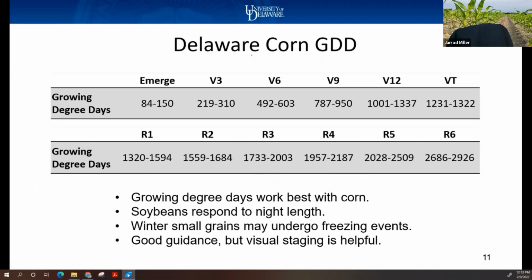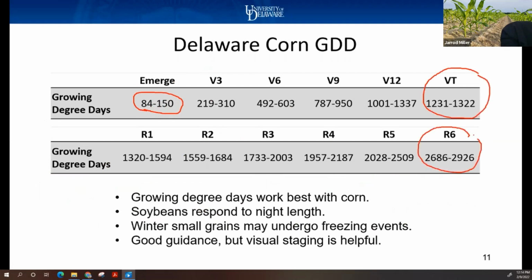So this is some data we have for Delaware, just watching the fields over the last couple of years. If you go by growing degree days, remember this is GDD, this isn't days, it's the temperature accumulation, it's 84 growing degree days to 150 to emerge. And it's pretty standard. This matches what they see out west. By the time you get to tasseling, about 1300, R6, you can see there's a range because there are different factors that affect it. It can include the hybrids themselves, the corn type that's going to respond.